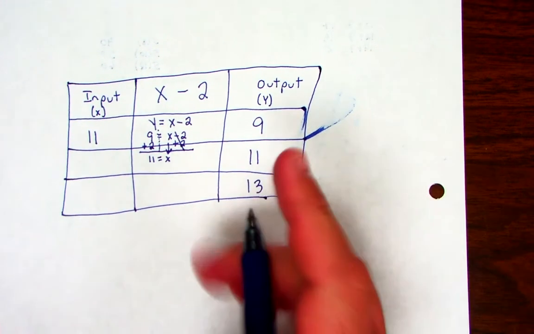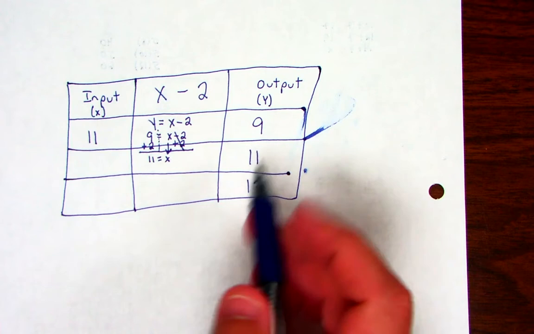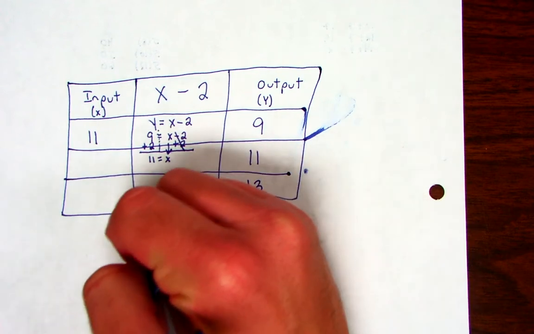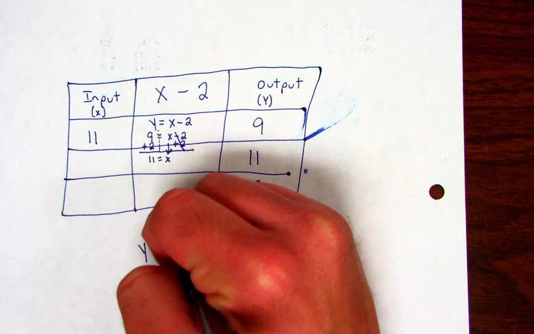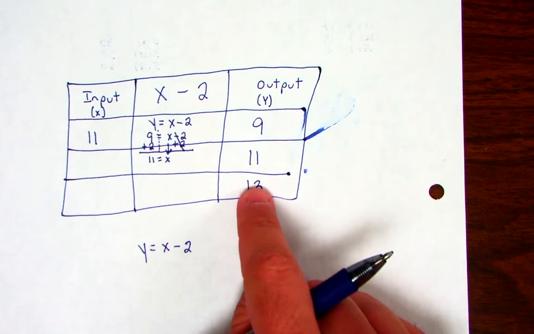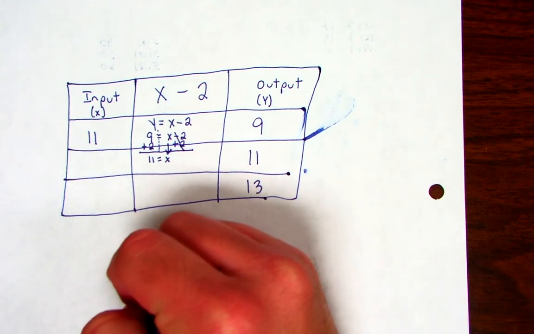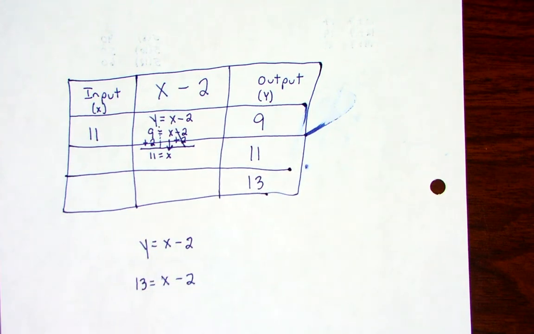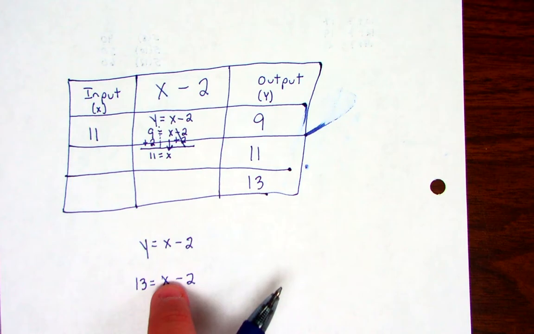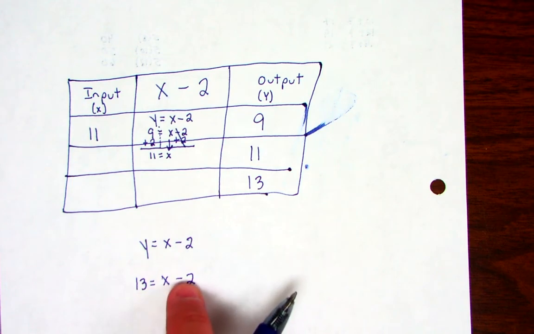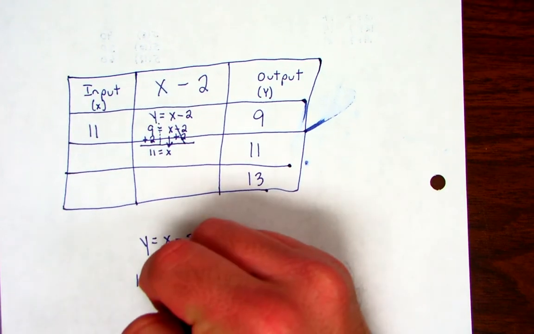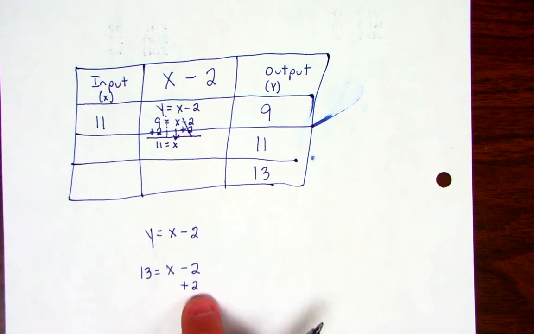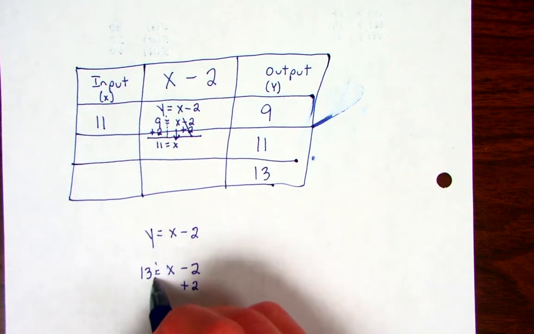Actually, I'm going to skip the 11. Let's go to the 13. So y equals x minus 2. Y'all just told me the y value is 13. Okay. Well, we're solving for x, right? We're trying to get this variable all by itself. But attached to this variable is this minus 2. What is the opposite of subtracting 2? Well, that would be adding 2. Again, what you do to one side of the equal sign, you have to do to the other side.